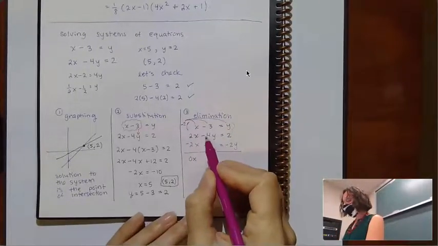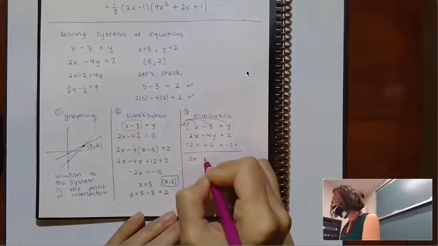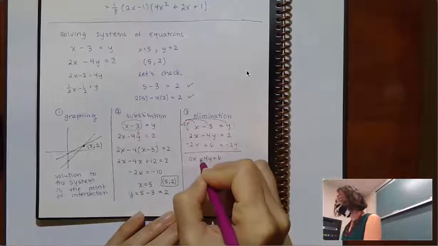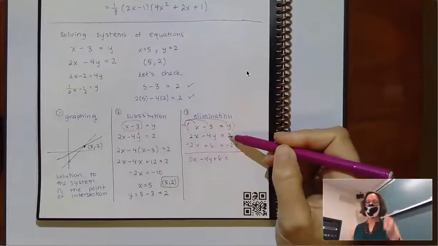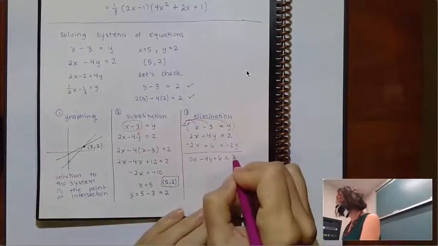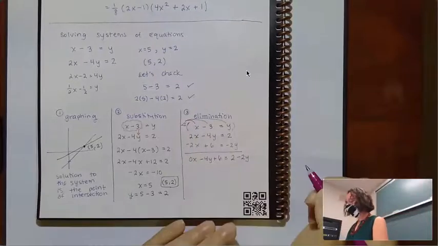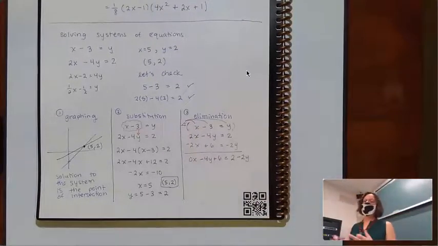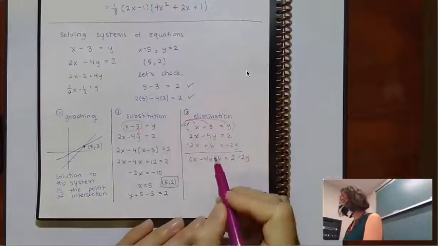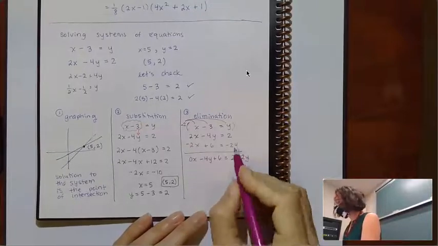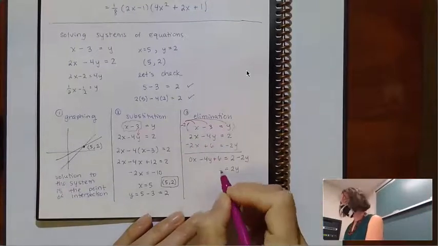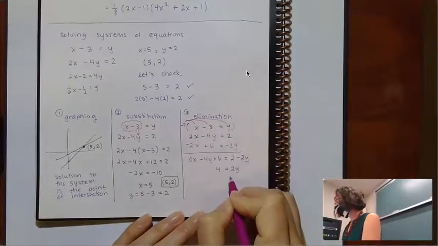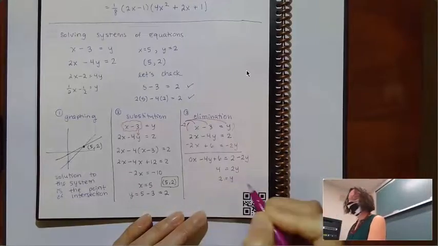I can't really add -4y and 6 because they are not like terms. So I'm just going to have to write them both down. And on the right-hand side, I can't combine the 2 and the -2y, so I'll just have to write them both down. Now I'm going to group all of my y's on one side and my numbers on the other. I'm going to choose to add 4y to both sides so that I end up with a +2y over here, and subtract 2 from both sides so that I end up with a 4. And I get that y is equal to 2.